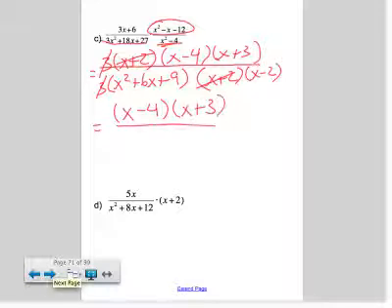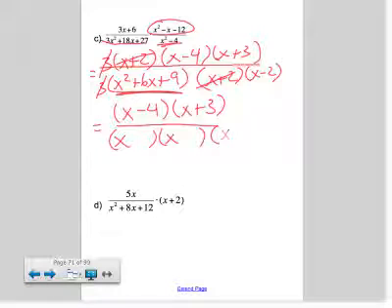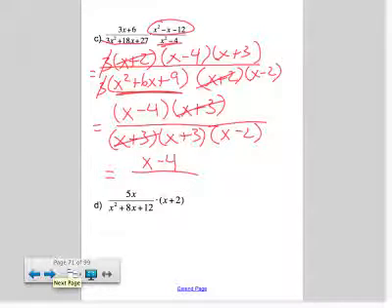Now on bottom, though, I can still factor this expression here a little bit more. So I have x, and I already have the x minus 2 still on the bottom. Okay, I'm just carrying that over. So two numbers that multiply to get 9, add to get 6. That's just 3 and 3. So this x plus 3 and that x plus 3 will cancel. And so your final answer should look like this. X minus 4 on top, x plus 3 times x minus 2 on bottom.